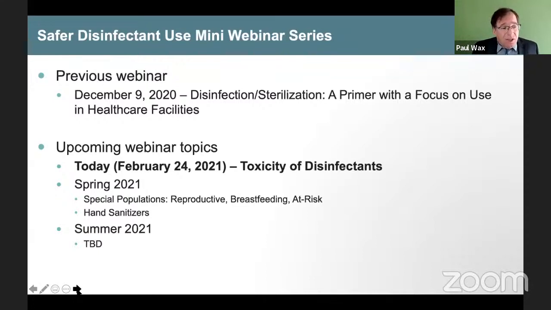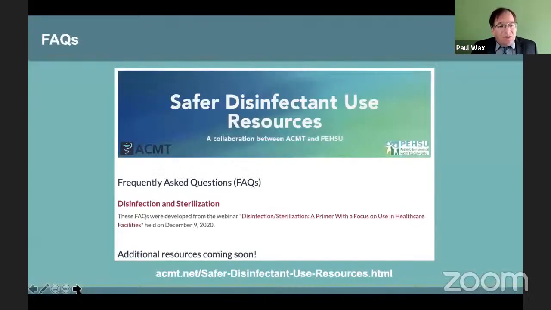And continuing this series in the spring, we'll have a disinfectant webinar about special populations, that will address issues in the reproductive, breastfeeding, and at-risk groups. And we'll also have another webinar on hand sanitizers, and several additional webinars will be developed over the summer and fall. We're developing a series of resources to accompany this webinar series up on the ACMT website. As you can see there, we have frequently asked questions about our first webinar, and with each of the webinars, we develop a series of additional FAQs to be used as a resource.